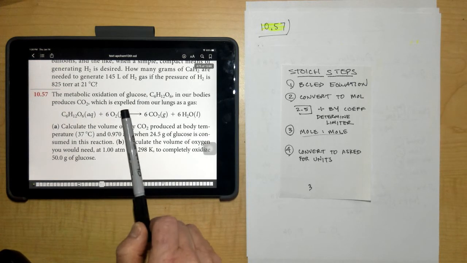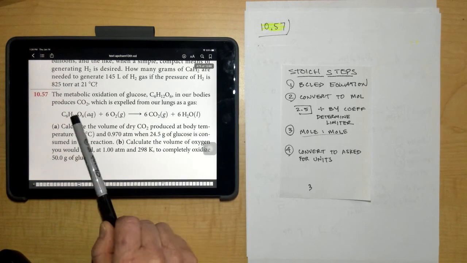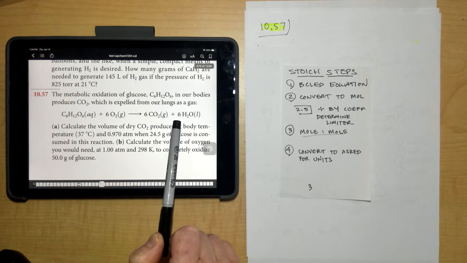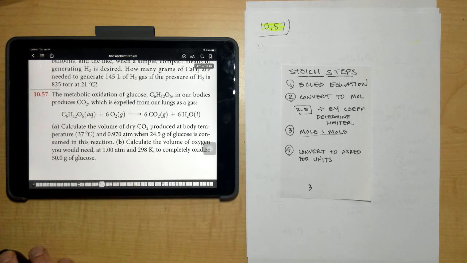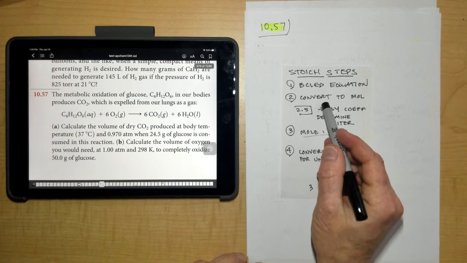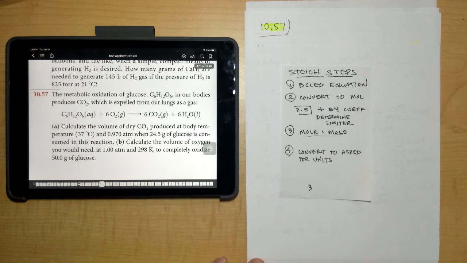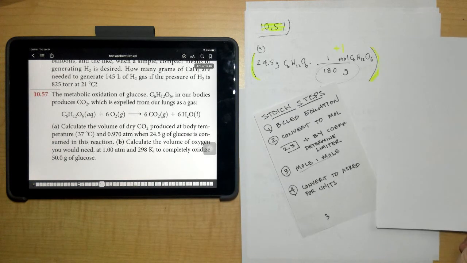The metabolic oxidation of glucose in our bodies produces CO2, which is expelled from our lungs as a gas. And the balanced equation is done for us right here. So we're good on the balanced equation part. We don't need to do that. The second thing is we need to convert to moles. We're given 24.5 grams of glucose, and you can go from grams to moles. You're good at that.